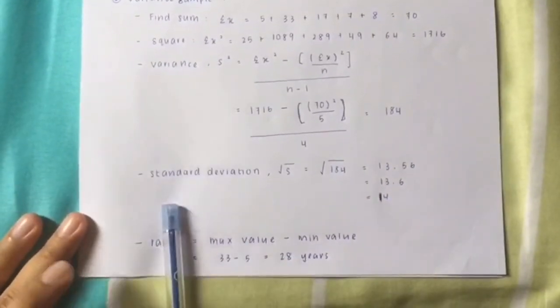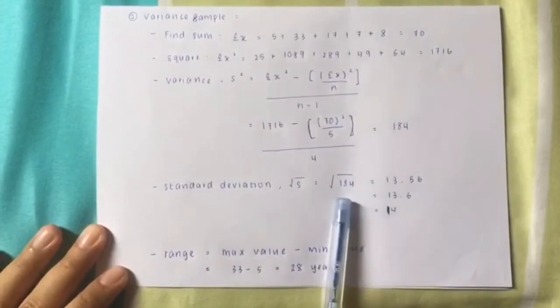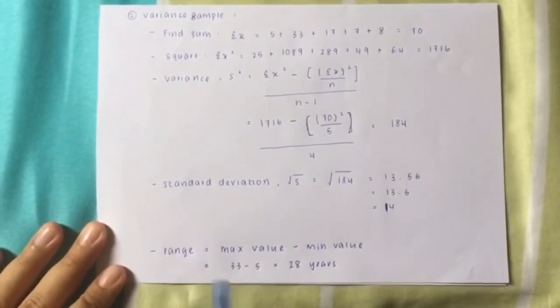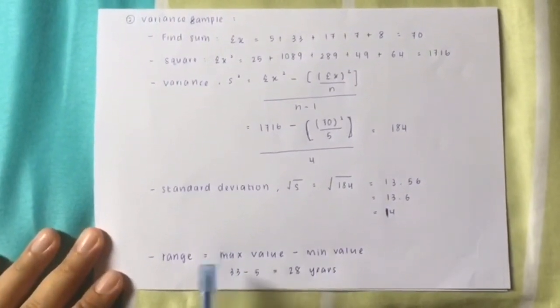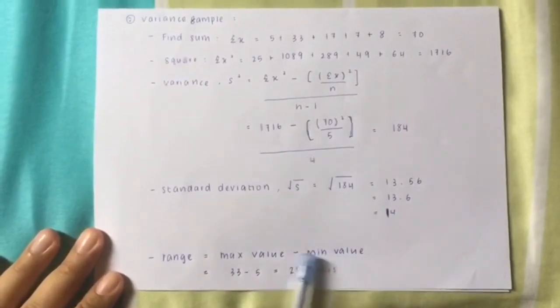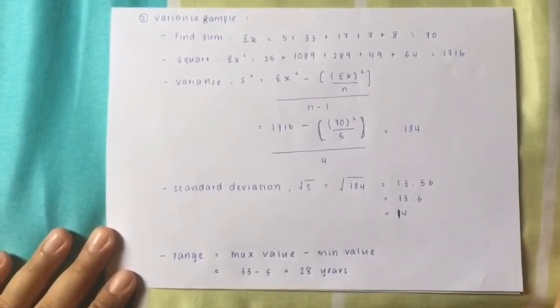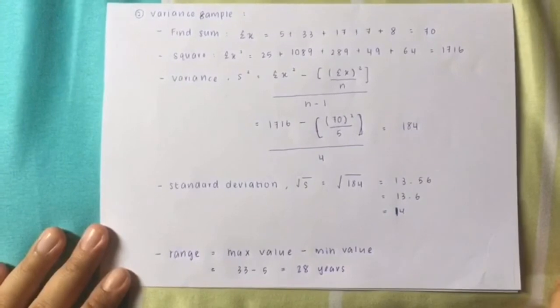And as for the standard deviation, we just square root the variance value, which is the square root of 184. So we get 14. And for range, the formula is maximum value minus the minimum value. The maximum value is 33 and the minimum value is 5. So we have 28 years of range for this data. So this is how you calculate the data.